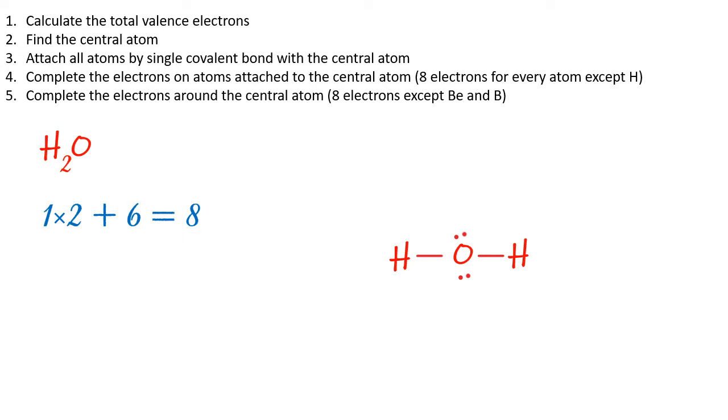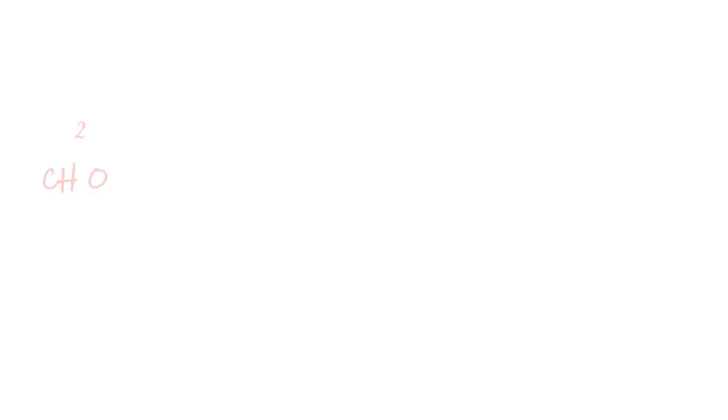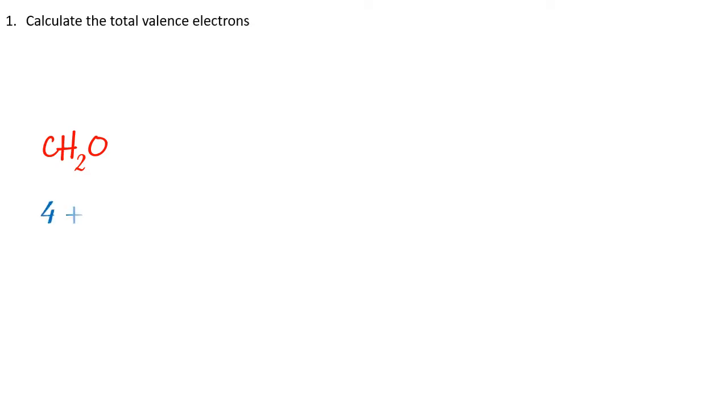Okay friends, now move to next. Here is CH2O, that is formaldehyde. Now here we again use the same steps, calculate the total valence electrons. So how many valence electrons in CH2O? There are 12 valence electrons. Okay, find the central atom, carbon and oxygen.